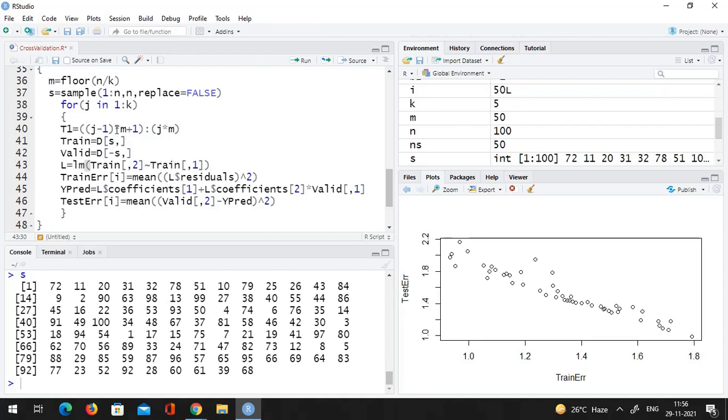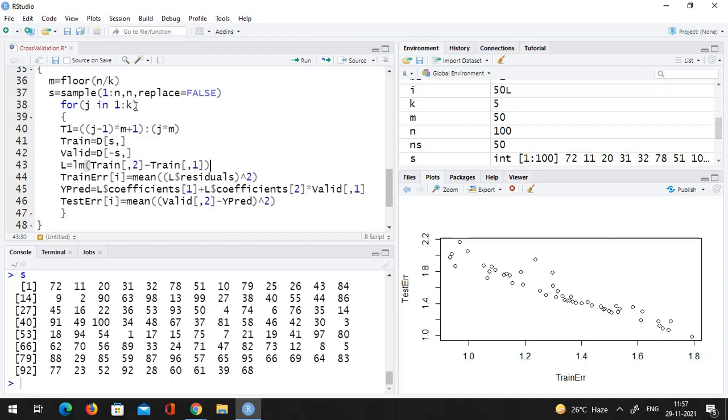Try to see. When I have j equal to 1, I would have 1 minus 1, that is 0, into m plus 1. So I will start from observation number 1 and I will go till 1 into 20, so 20. 1 to 20, correct? When I have j equal to 2, I would have 2 minus 1, that is 1, into m, so that is 20 plus 1, so 21 to 40.